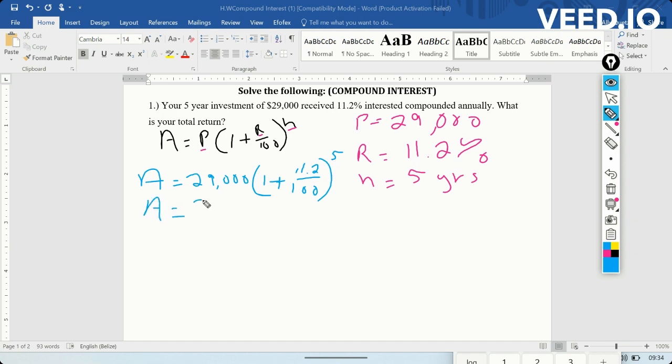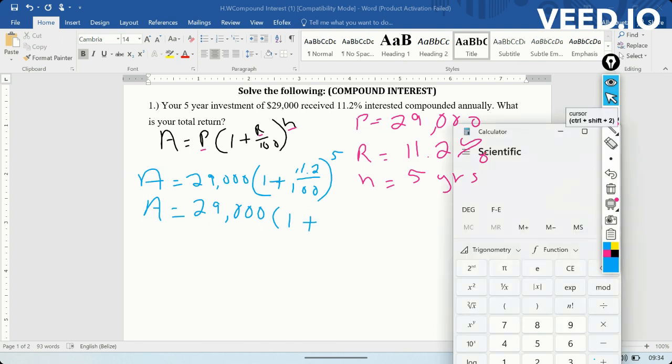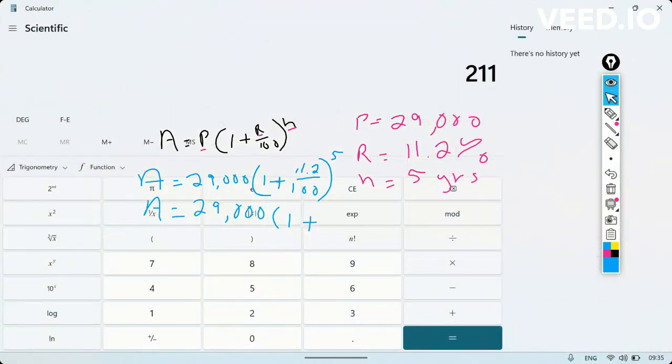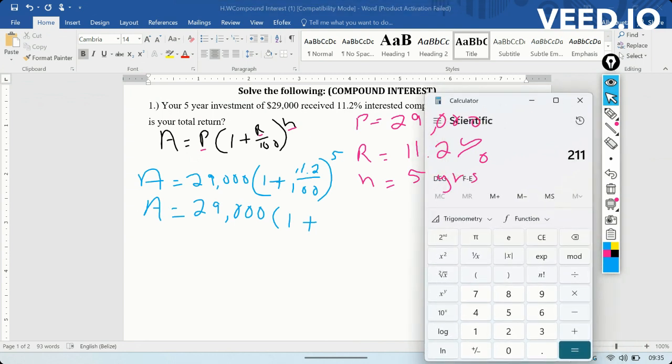Amount equals 29,000, and in this case we're gonna have 1 plus, and if we take out our calculator, that's gonna be 11.2 divided by 100. You're gonna get that, right? So if I put it in, that's gonna be 0.112, and then everything is raised to the power of 5. All right. So let's go step by step.